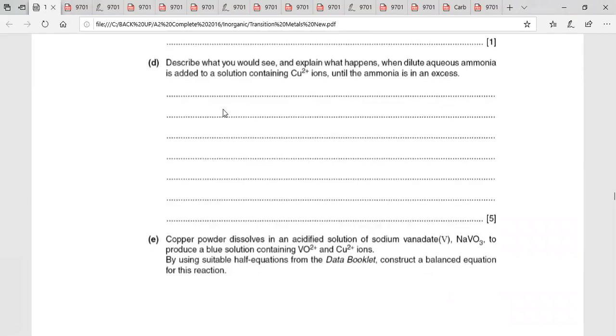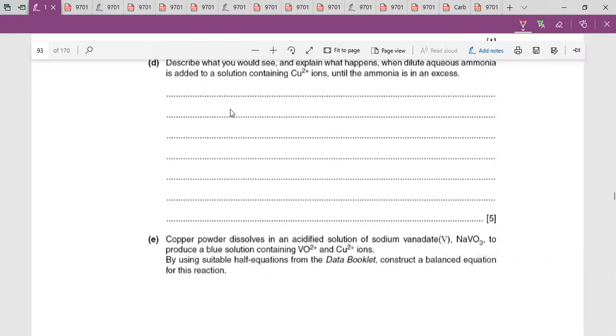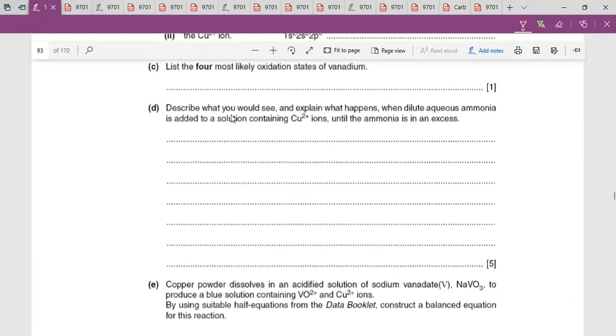When you read the question, it's very important to underline what they want, because CIE will give you the marks for it. They will tell you, describe, which means describe what you see, which means color change. So underline what you see, which means observation. Always when you read the question, put extra words here. What happens? Explain, which means that you need to give the equation or the formula. Explain why the color.